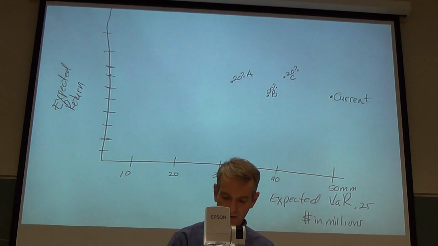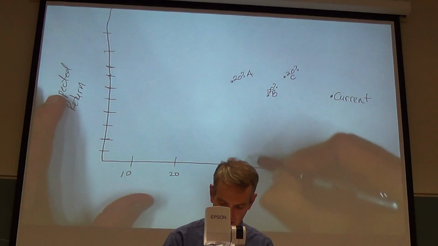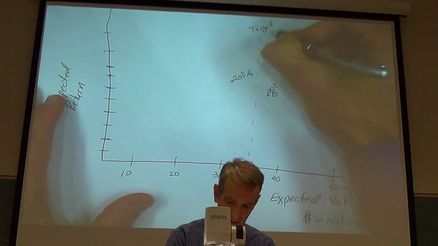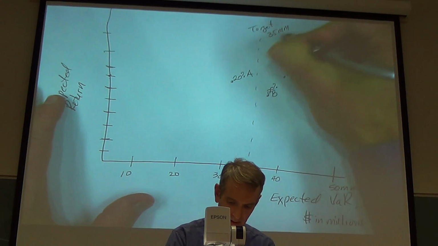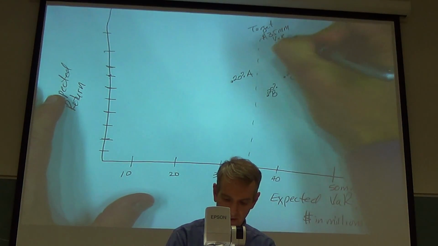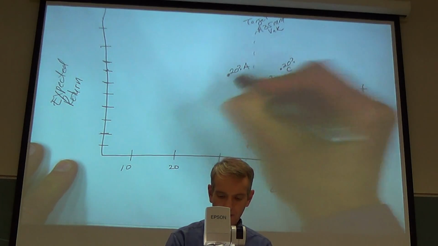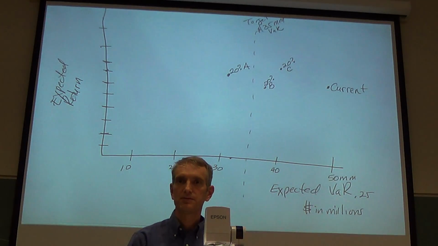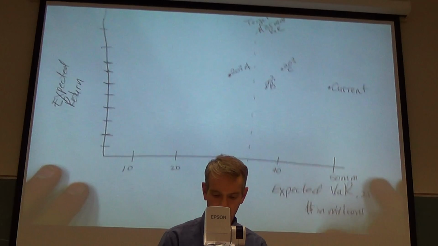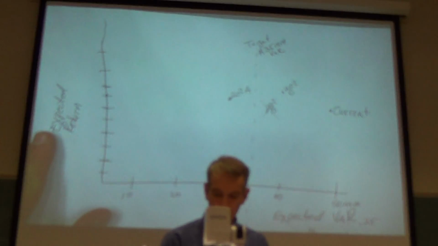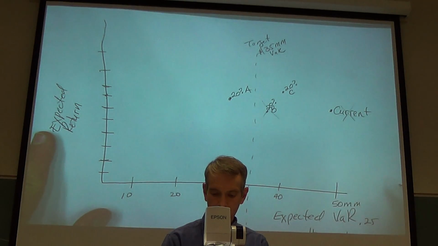And then what else might you put on the graph? You might say target 35 million VaR. So here's your target VaR. So the only one that meets the criteria is A. So you might put something in to help them see where to put it. So we know we can do better than B. We know we can do better than current.